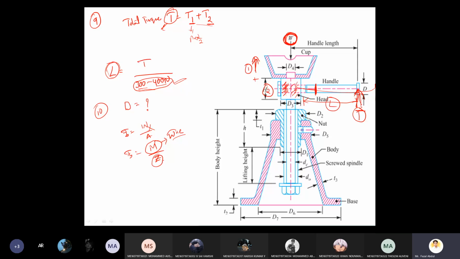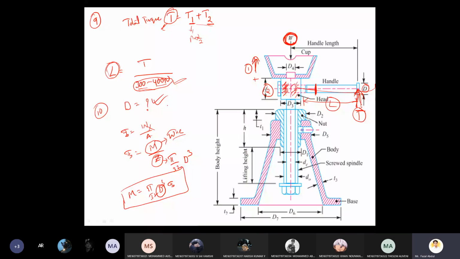Now what is section modulus? The dimensions of the handle appear as a D, and D means it is circular only, right? So the section modulus for a circular section is pi by 32 into D power 3. So M equals pi by 32 into D power 3 into sigma b. With this equation, capital D is going to be determined, right?